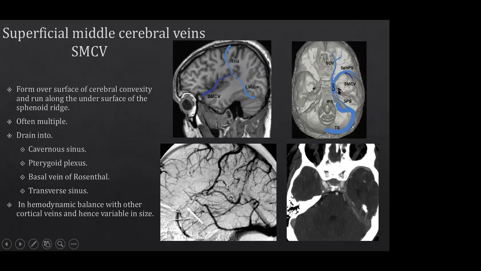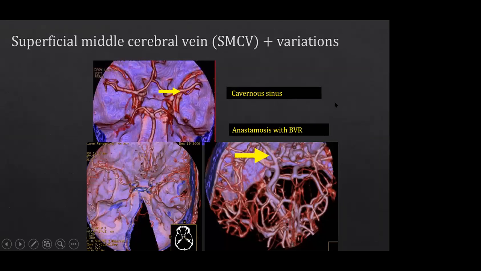Sometimes they can go outside the cavernous sinus and drain via the foramen ovale. Sometimes they can go over the petrous ridge and drain into the petrosal sinuses, or occasionally into the basal vein. And this is what we have shown on a CT venogram over here.